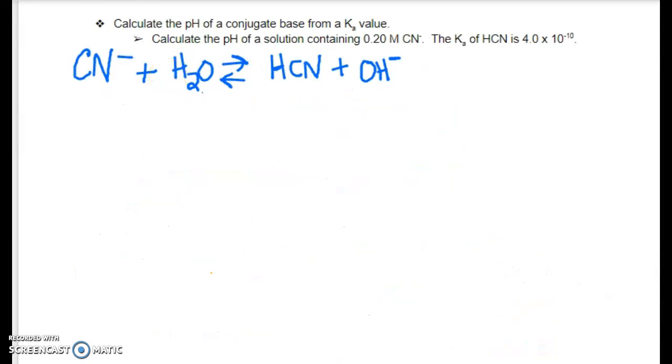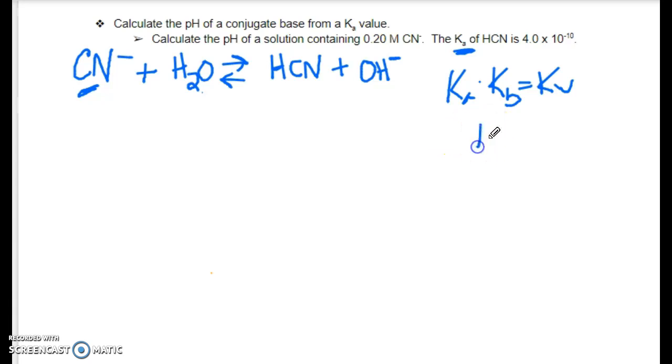And for this problem, we have cyanide ion reacting with water to form hydrocyanic acid and hydroxide. And you'll see that this is a Ka value. This is actually a base. So we need the Kb value. So from your reference sheet, Ka times Kb equals Kw. So it's very simple to find this.